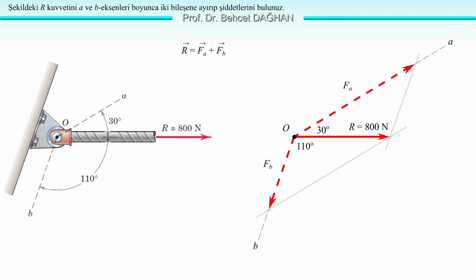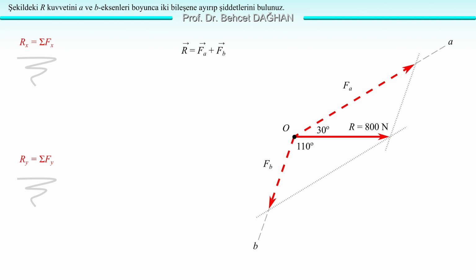Now, I'm going to find it in an alternative way, in two alternative ways. I'm going to find FA and FB in terms of the perpendicular components. We'll solve the problem by considering the perpendicular components of the forces. What do I mean?